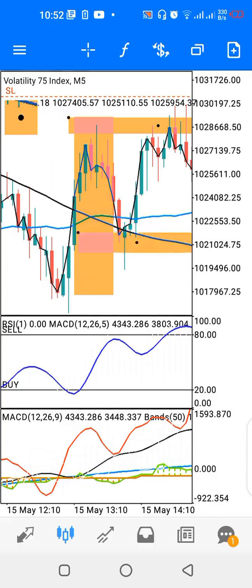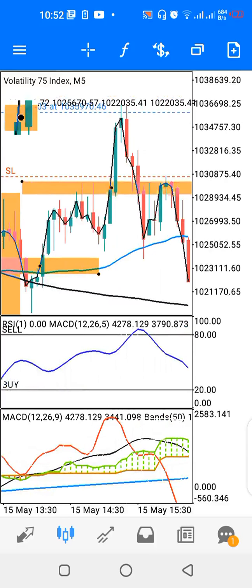Let's assume this pullback does not exist. This is the lowest point relating to your buy entry, so your stop loss should be somewhere around here. But now that you have a pullback, you can easily move your stop loss to somewhere below this pullback. Then you ride along with the trend.